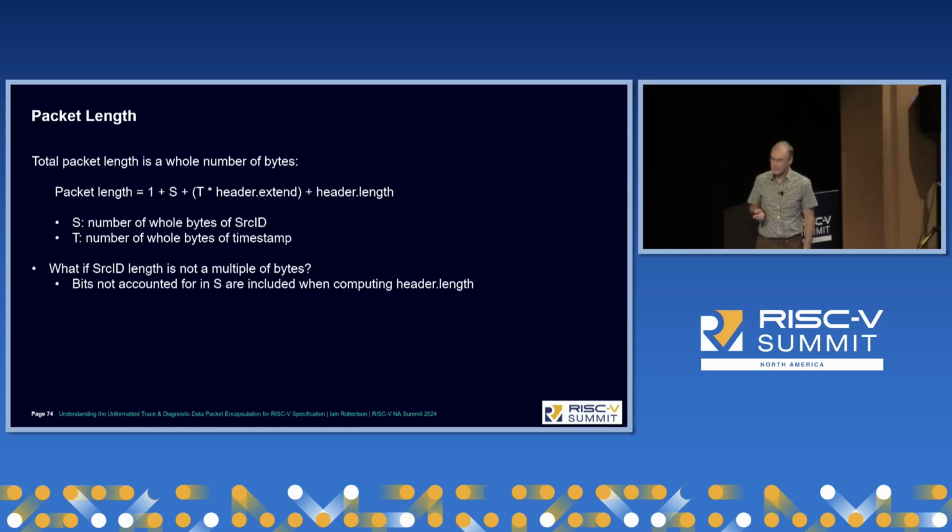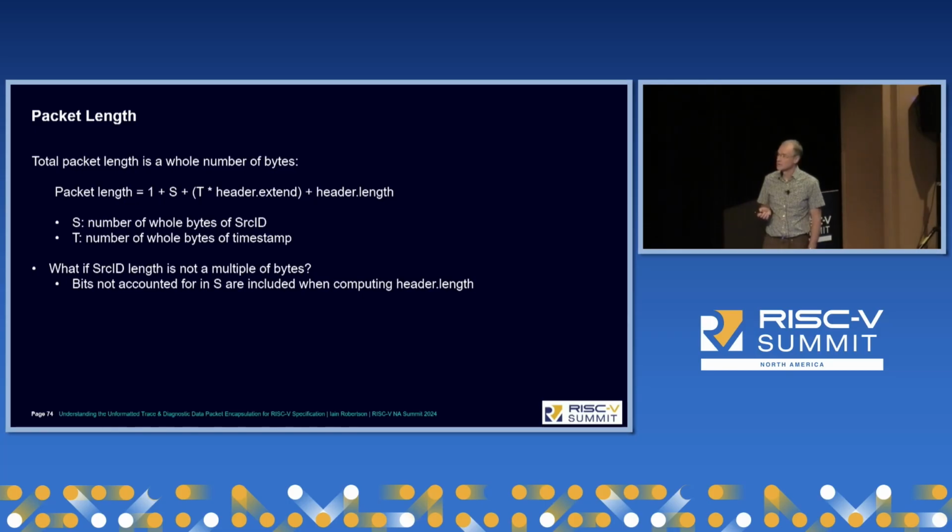But you may remember from a couple of slides ago, I said the source ID could be any number between 0 and 16 bits in length. So it doesn't have to be a byte. And so what happens in that case? Well, this is why this is a number of whole bytes.